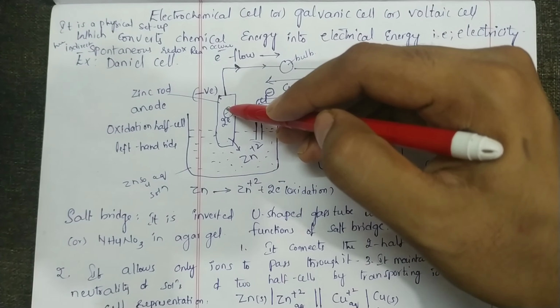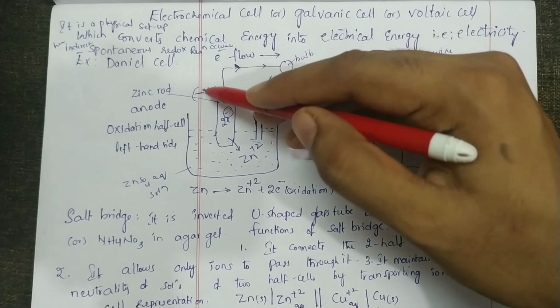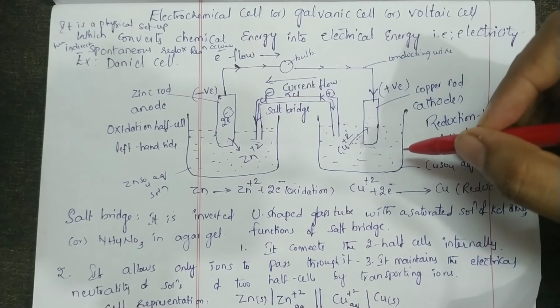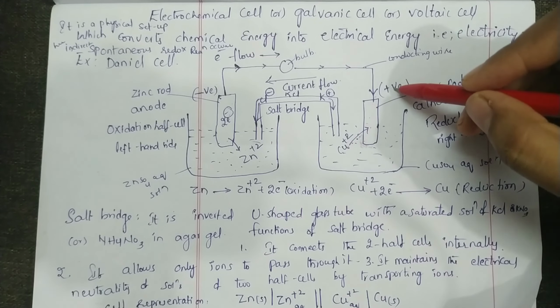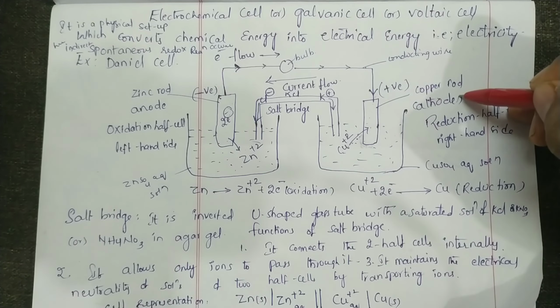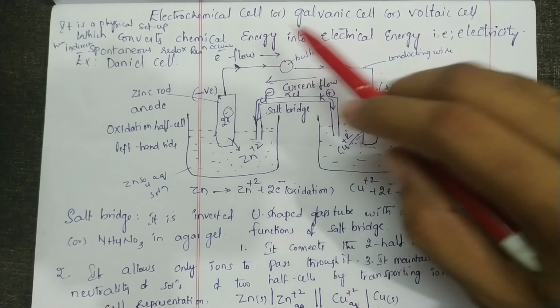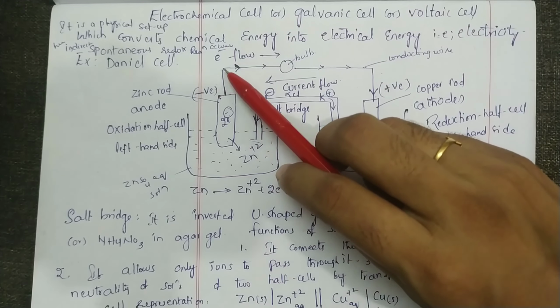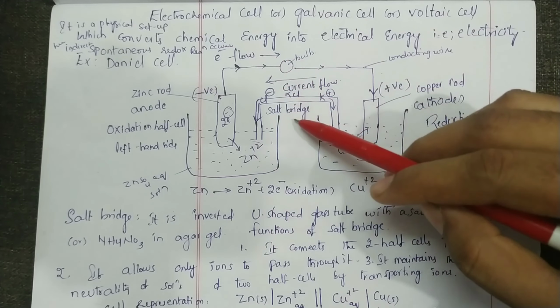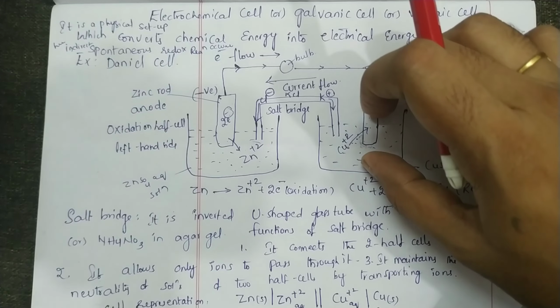In the zinc rod, negative charge is developed. The negatively charged electrode is called the anode. In the copper rod, positive charge is developed. The positively charged electrode is called the cathode. Current flows from positive to negative, but electrons flow from negative to positive. The flow of electrons is opposite to the flow of current. This construction is called a galvanic cell.